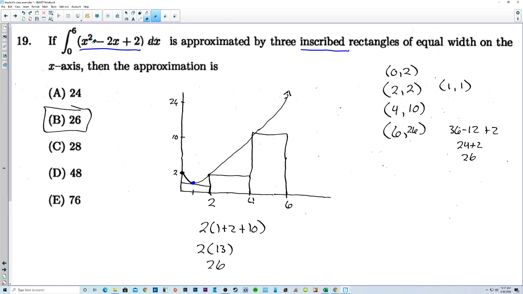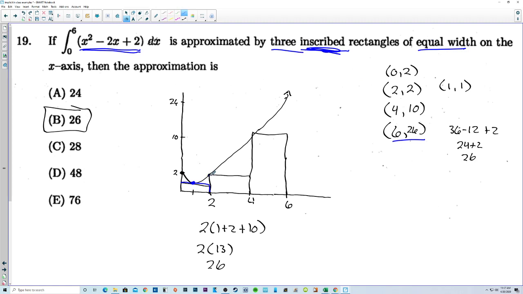If the integral from 0 to 6 of that function is approximated by 3 inscribed rectangles of equal width on the x-axis, then the approximation is, I graphed this parabola very roughly, by plugging in 0, 2, and 4. And looks like I plugged in 6 also, just to complete it, because we're going from 0 to 6. But if we're going to inscribe the rectangles, then this one needs to be below from 0 to 2. And notice this is 3 of equal width.